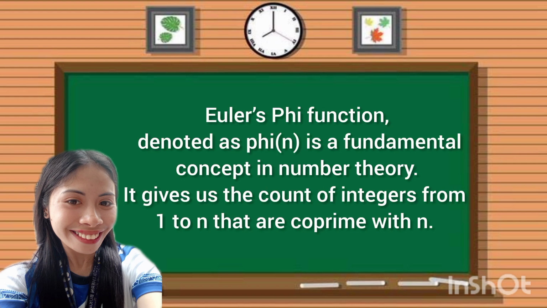Euler's phi function, denoted as φ(n), is a fundamental concept in number theory. It gives us the count of integers from 1 to n that are coprime with n. But what does that mean? Let's break it down.